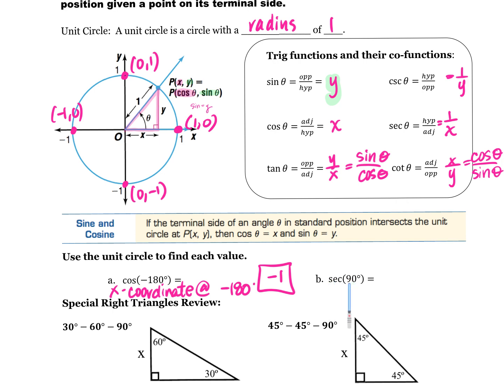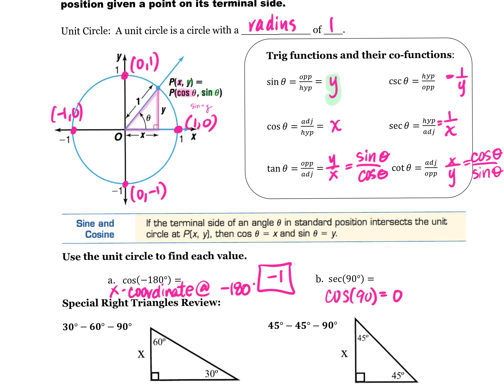Okay, what's this one asking for? Secant goes with cosine, right? So, if I were you, I'd go find the cosine at 90 degrees first. Cosine refers to which coordinate, x or y? Cosine is referring to the x. Let's figure out what the cosine is at 90 degrees. That's up here. The cosine there is 0.